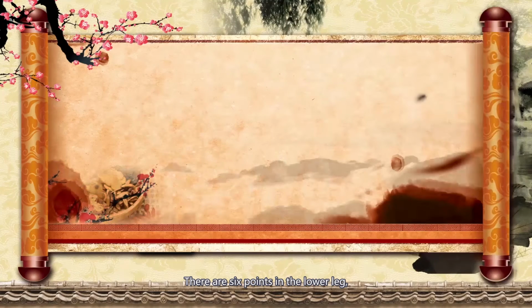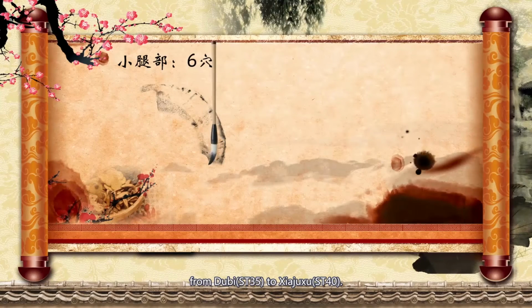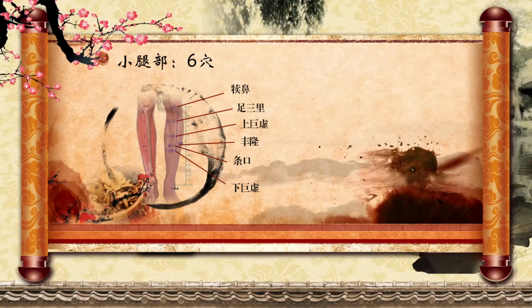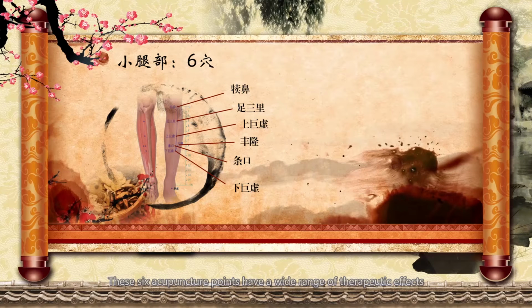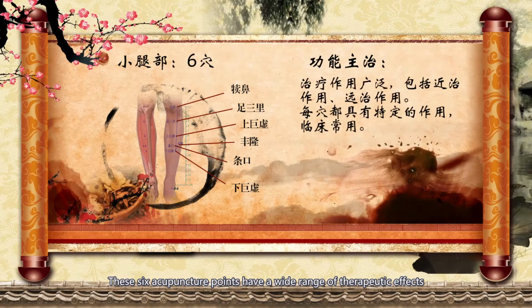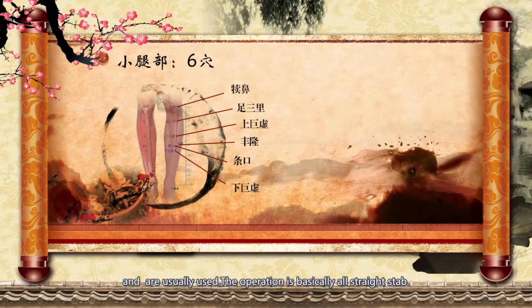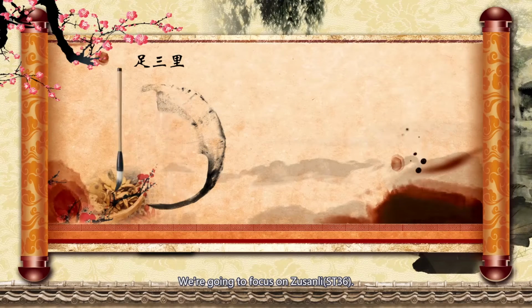There are 6 points in the lower leg from 足三里 to 下巨虚. They are 足三里, 上巨虚, 丰隆, 条口, and 下巨虚. These 6 acupuncture points have a wide range of therapeutic effects and are frequently used. The operation is basically all straight needling. We are going to focus on 足三里.